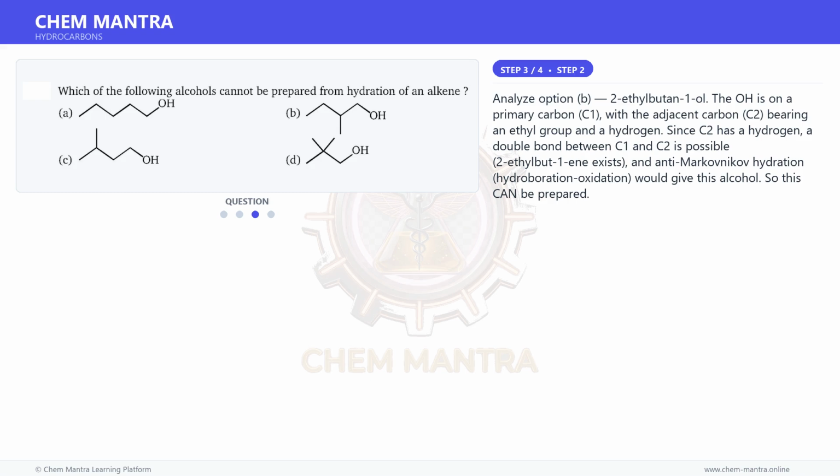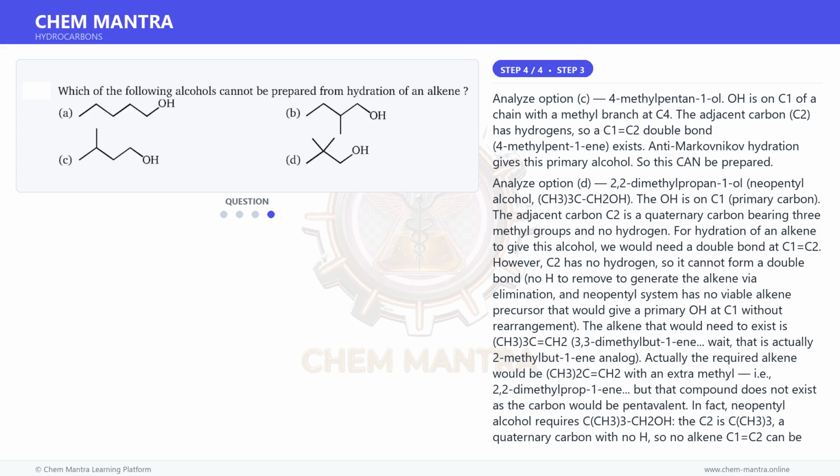Analyze option B. 2-ethylbutan-1-ol. The OH is on a primary carbon, C1, with the adjacent carbon, C2, bearing an ethyl group and a hydrogen. Since C2 has a hydrogen, a double bond between C1 and C2 is possible. 2-ethylbut-1-ene exists, and anti-Markovnikov hydration, hydroboration-oxidation, would give this alcohol. So this can be prepared.